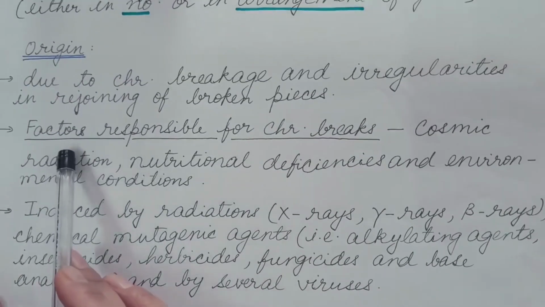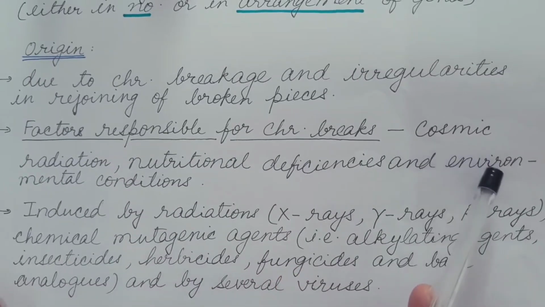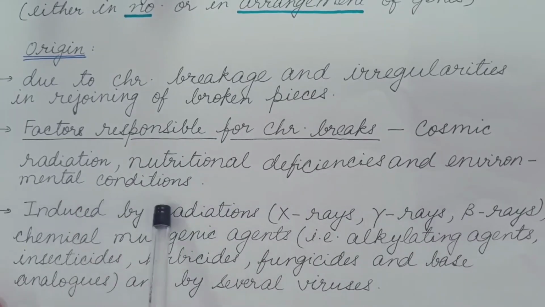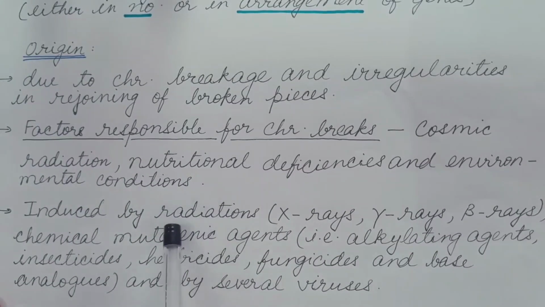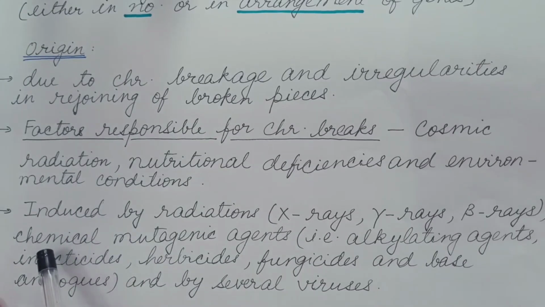Now let us see the factors that are responsible for chromosome breaks. These can be cosmic radiation, nutritional deficiencies, and environmental conditions. These occur in almost all animals, but their frequency of occurrence varies. The frequency of these chromosome breaks depends upon several factors like age, availability of oxygen, temperature, and metabolic condition.